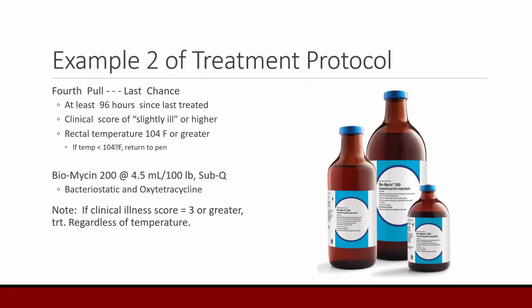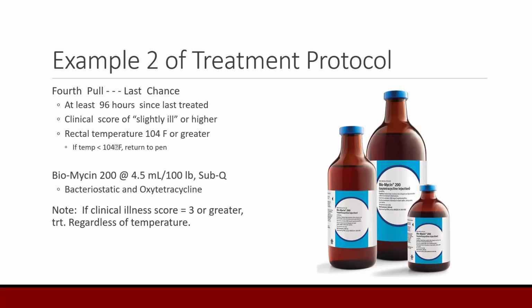Okay, this protocol has 4 pulls. This is our last chance pull. It can be at least 96 hours since last treated. Again, 1s and greater, we're going to pull and rectal temp. We'll treat 3s and 4s no matter what. This time we're going to use Biomycin 200. That's 4.5 milliliters per 100 weight, sub-Q in the neck. It's bacteriostatic, and it's an oxytetracycline.